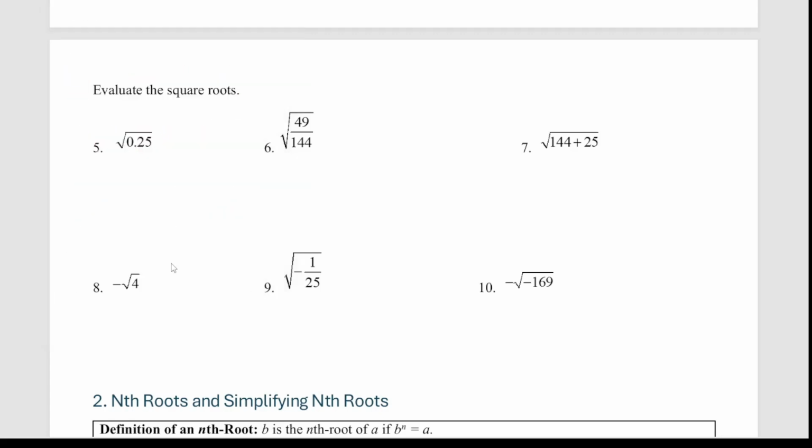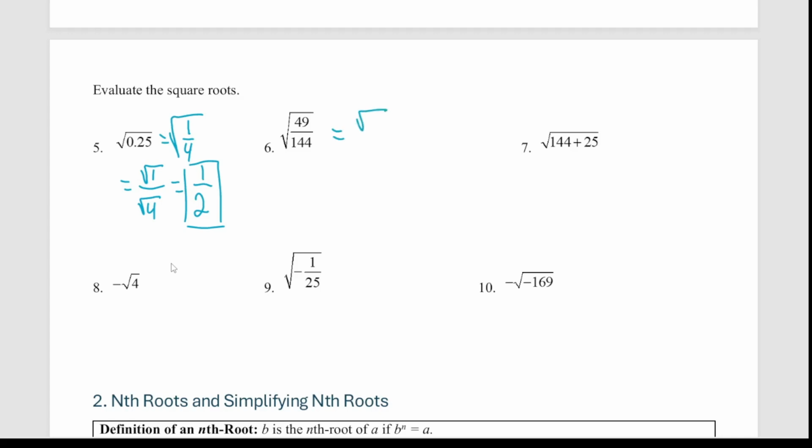So for this first one, I would recommend changing that decimal to a fraction. Then I would note that the square root of 1 and square root of 4, you're allowed to distribute that square rooting over that fraction. Square root of 1 is 1, square root of 4 is 2, and your final answer would be 1/2, since 1/2 times 1/2 gives you 1/4.